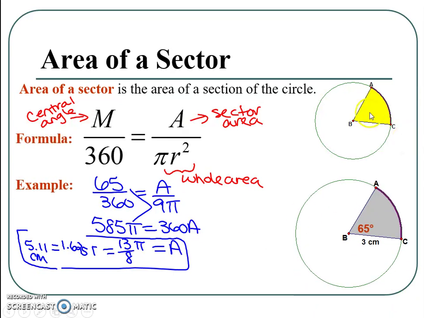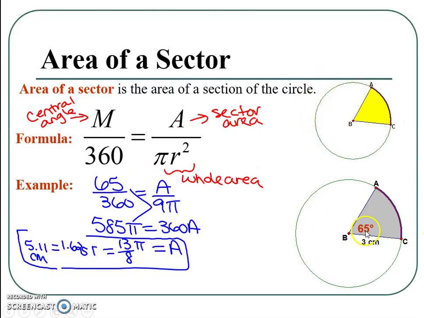So right here, area of a sector means you want to find the area of this whole thing right here, ABC, this yellow area. This is the formula for the area of a sector of a circle. Same thing as the other one. They're going to give you the central angle, which is 65 out of 360, and then you're going to find the area of this out of the whole circle.